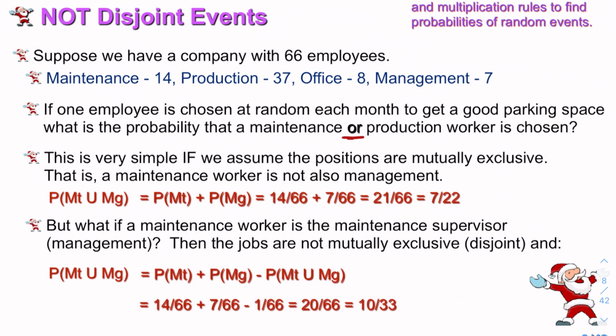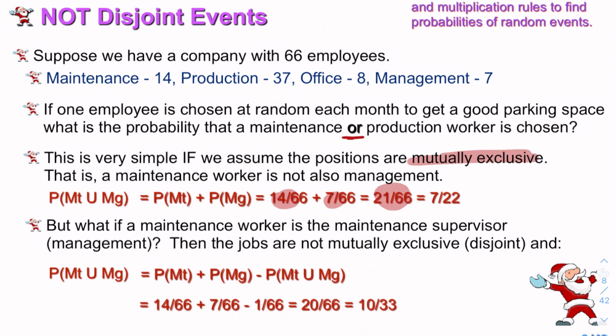So this is very simple if we assume the positions are mutually exclusive, meaning they share nothing in common. All we have to do is say we have 14 out of 66 plus 7 out of 66, which makes a total of 21 out of 66, or we can simplify that to be 7 out of 22.